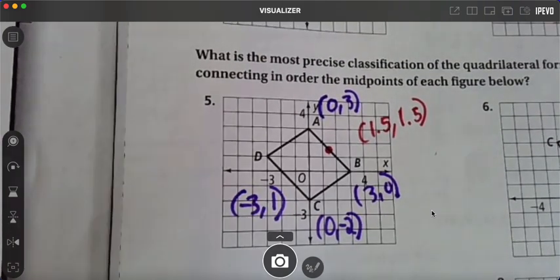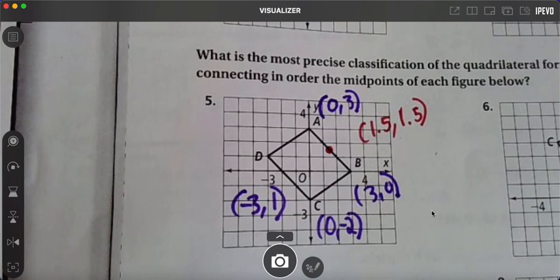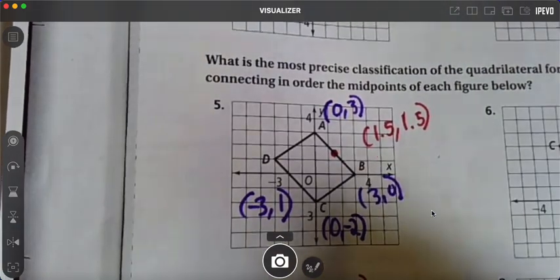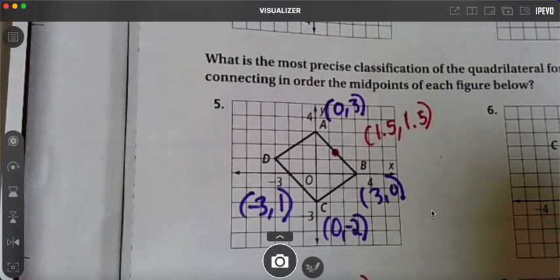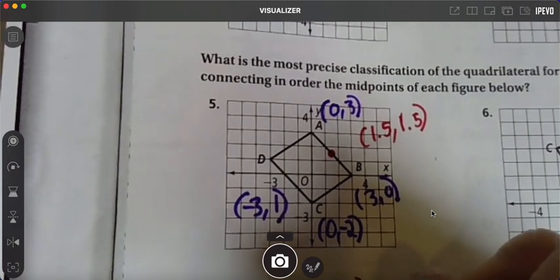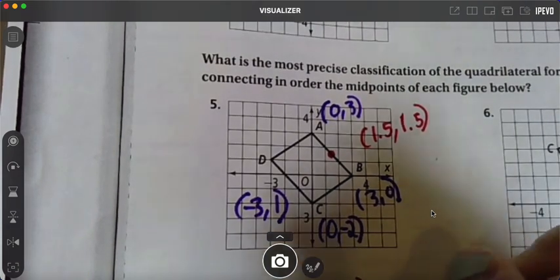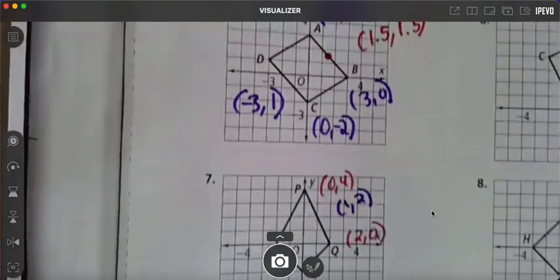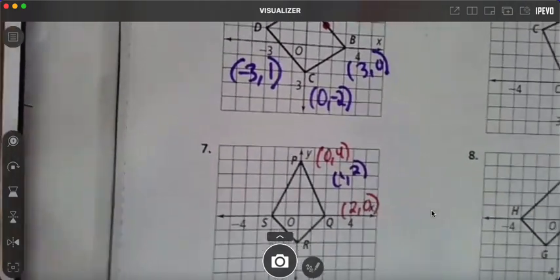Number 7. I got 0 for my P, and I got 2, 0 for letter Q. Yep. So we just add 2 and 0 divided by 2 and 1. And then what would your y value be? 4 divided by 2 would be 2. There's your midpoint. Oh, sorry. You couldn't even see that. So like that. So that's our midpoint.